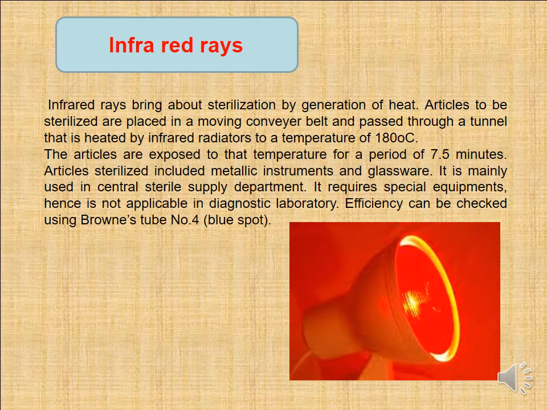Another method of dry heat is infrared rays. Infrared rays bring about sterilization by generation of heat. The articles to be sterilized are placed on moving conveyor belts and passed through a tunnel that is heated by infrared radiation to a temperature of 180 degrees centigrade. The articles are exposed to that temperature for a period of 7.5 minutes. The articles sterilized include metallic instruments and glassware.